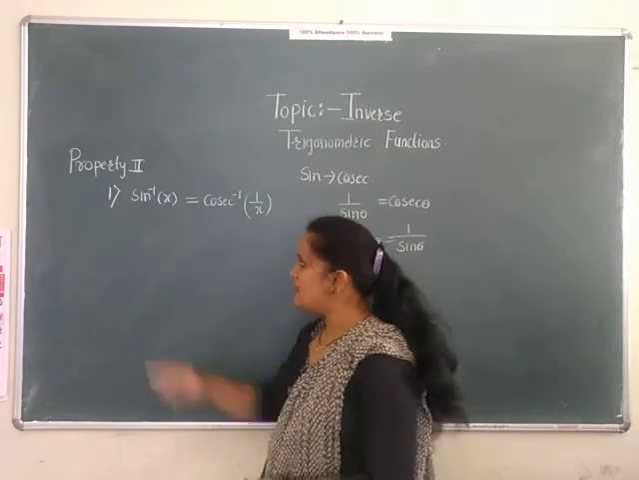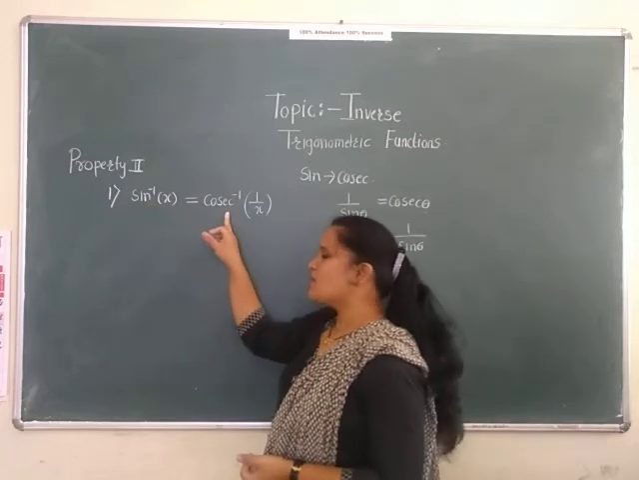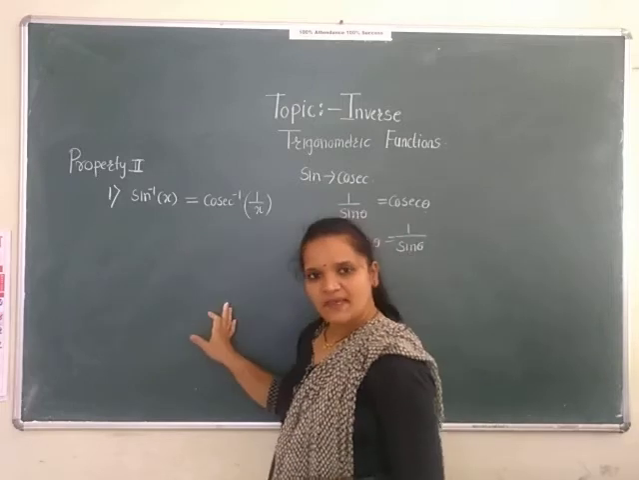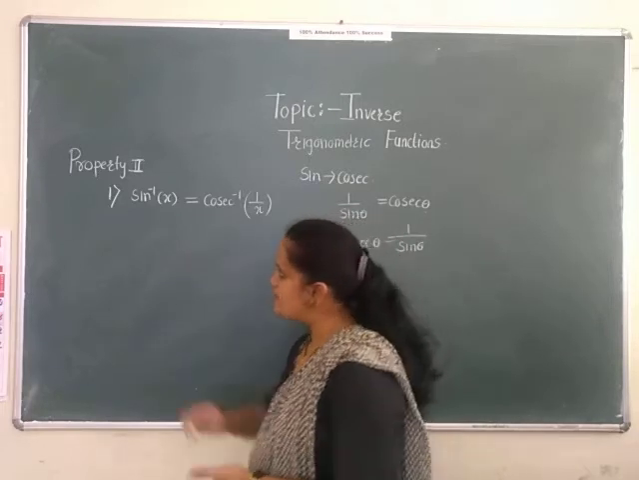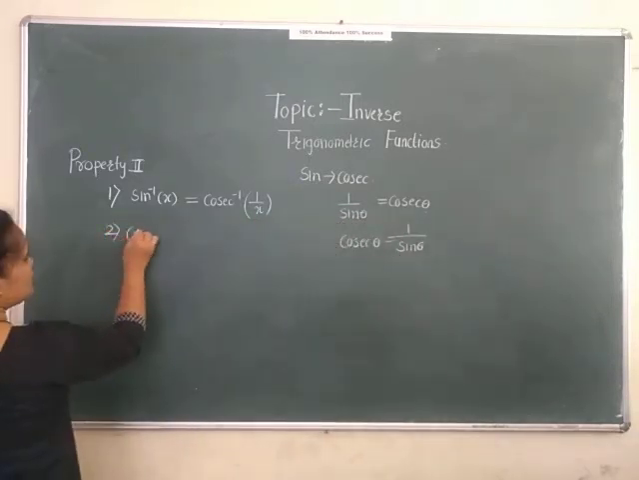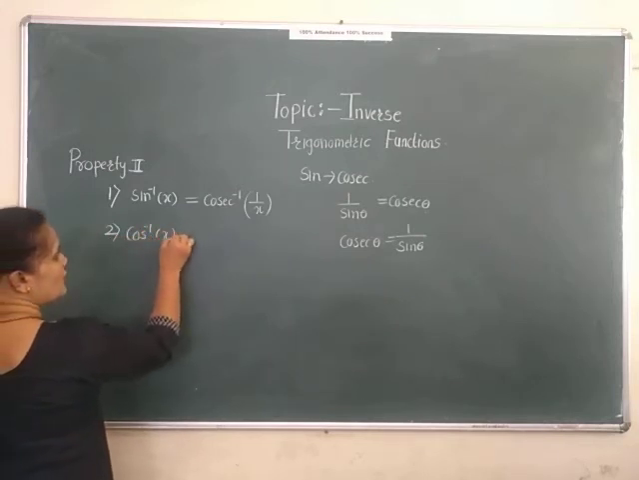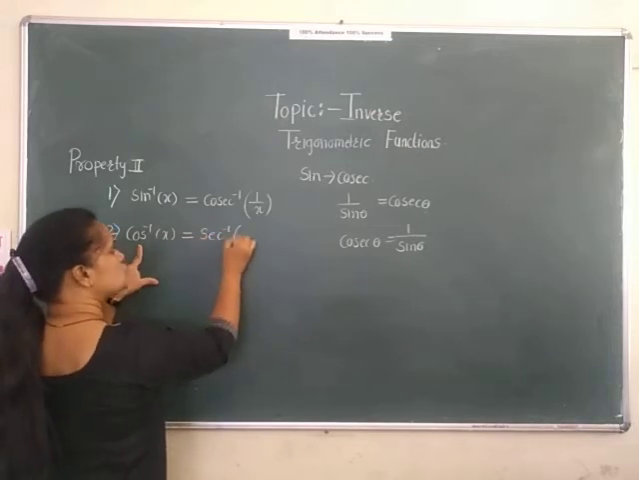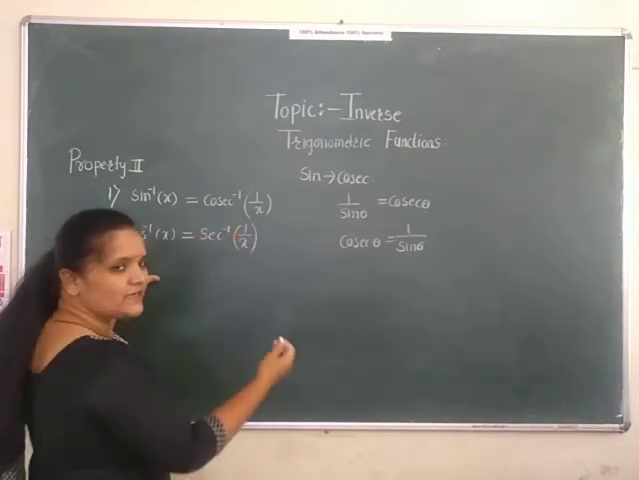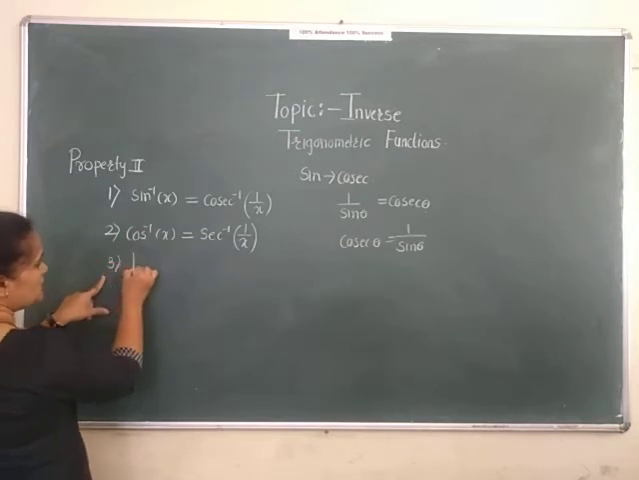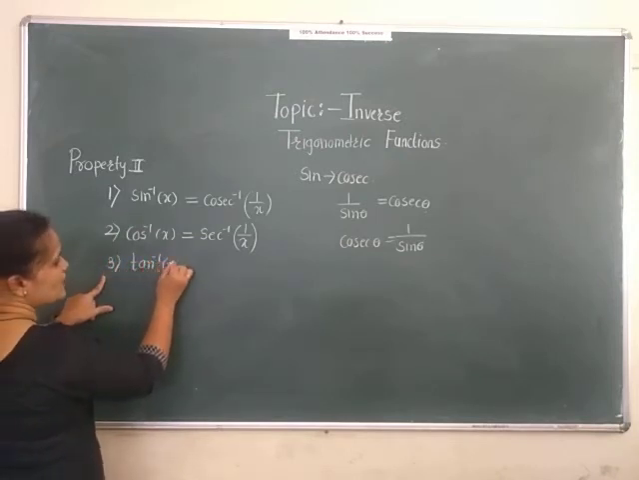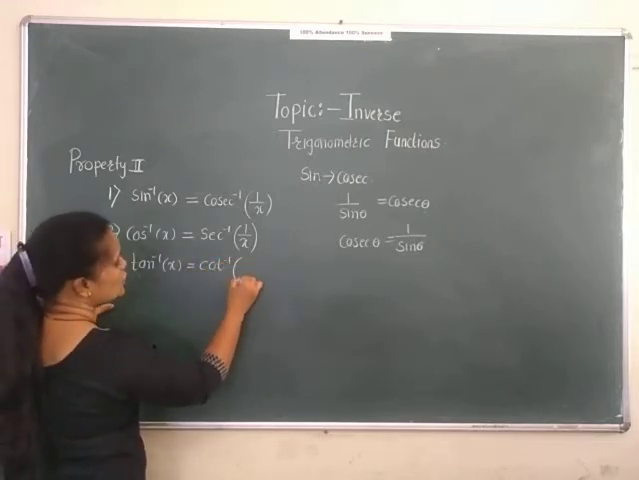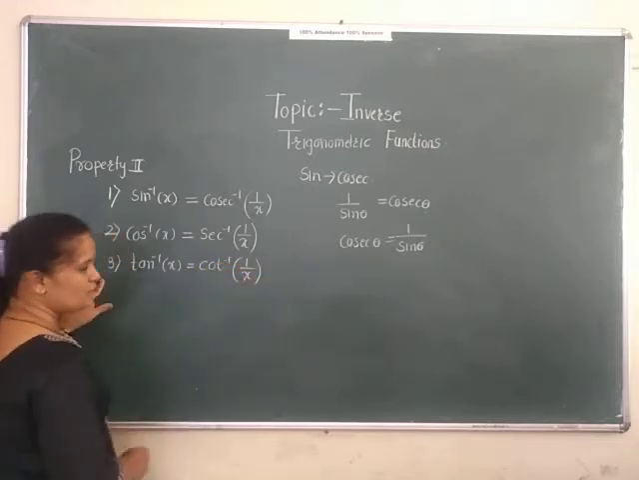Here the reciprocal of sin inverse will be cosec inverse, and the reciprocal of x will be 1 by x. Similarly for the remaining terms we can write this property: second one, cos inverse of x, the reciprocal of cos is sec, so sec inverse of 1 by x. Third property for tan inverse of x: it is cot inverse of 1 by x.